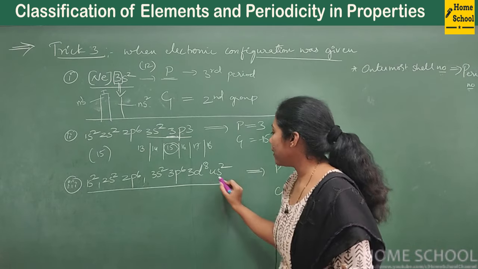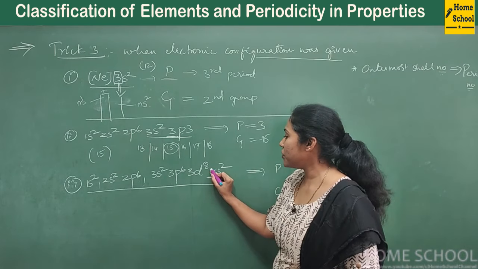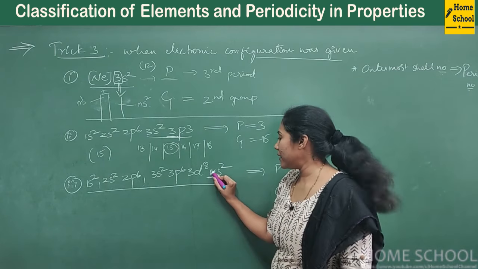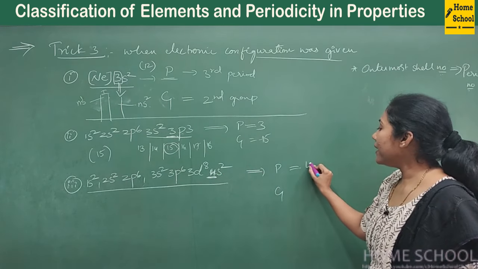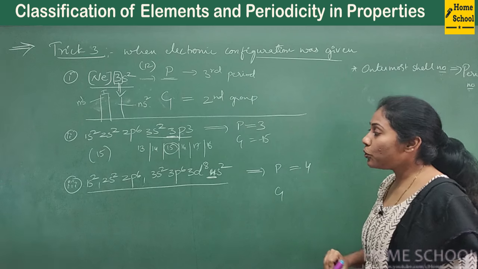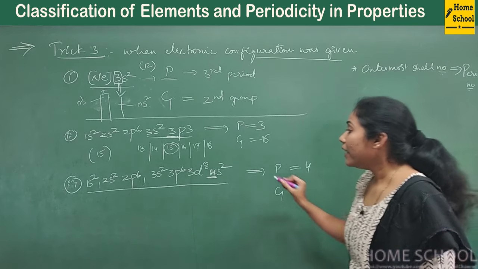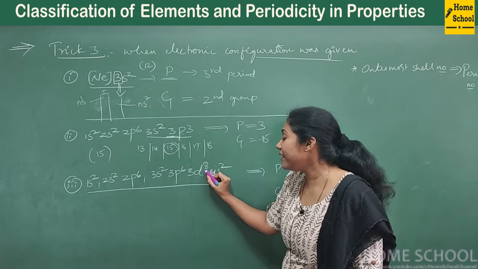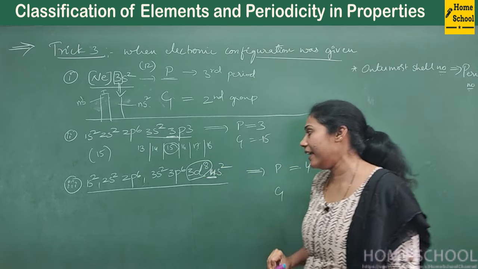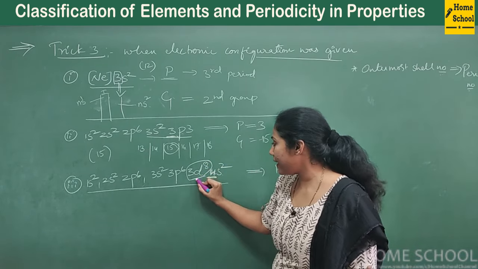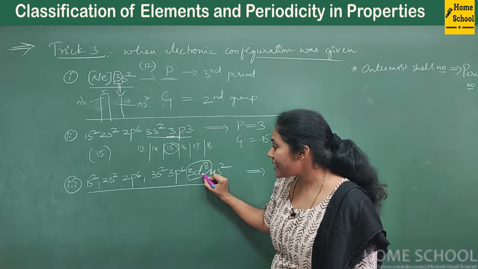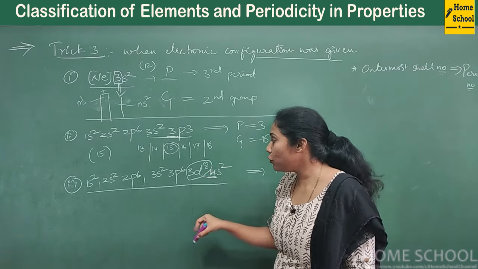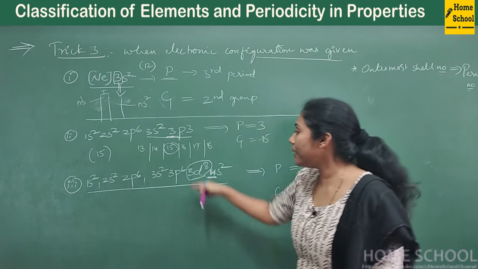See, for the period number, check the last shell, the outermost quantum number, that is 4. So the period number is 4 here. What about the group number? You see here, you can't say that it belongs to the s block. When the d orbital is getting filled up, you see the d orbital is incomplete, no? So it must belong to the d block. It is a d block element.